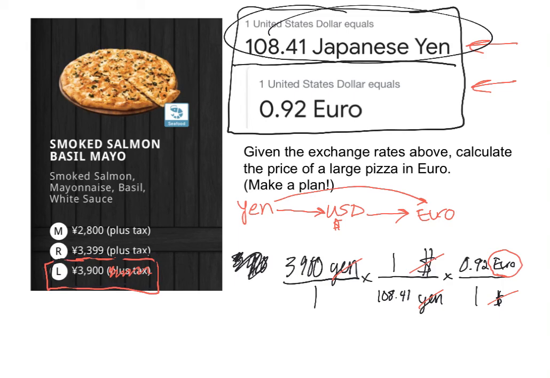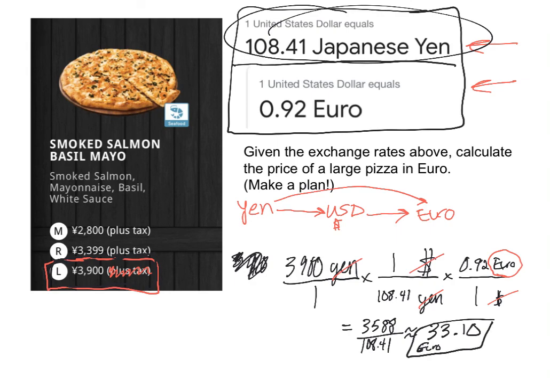So I am going to multiply this out. If I multiply the numerators, I get 3,900 times 0.92, which is 3,588, divided by 108.41. So divide that value by 108.41, and I'm going to round this to the hundredths place. So 33.0965, but if I bump that up because I'm rounding to the hundredths, this is about 33.10, and this is euro. And again, not really good at drawing the sign, so I'm just going to write out euro.